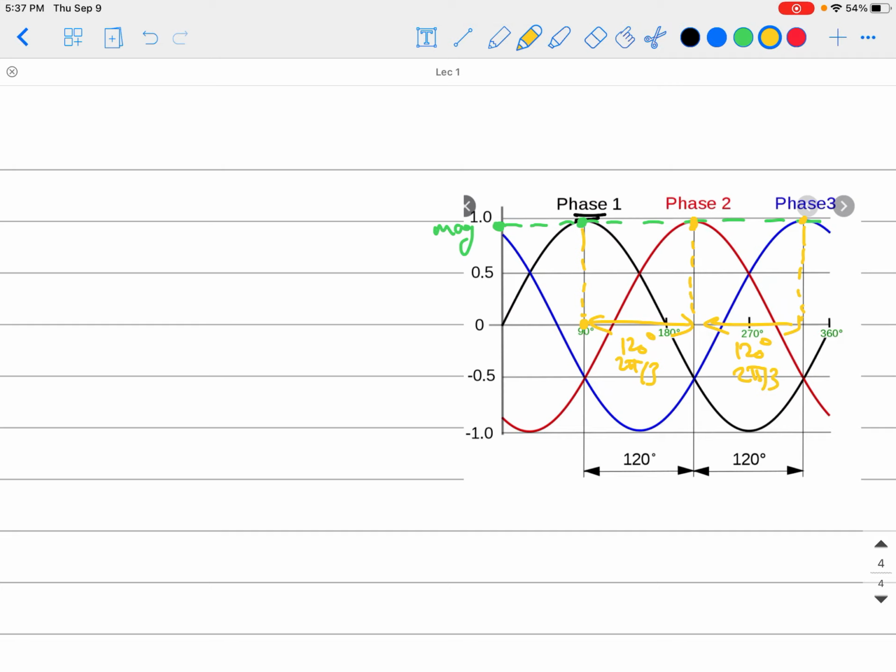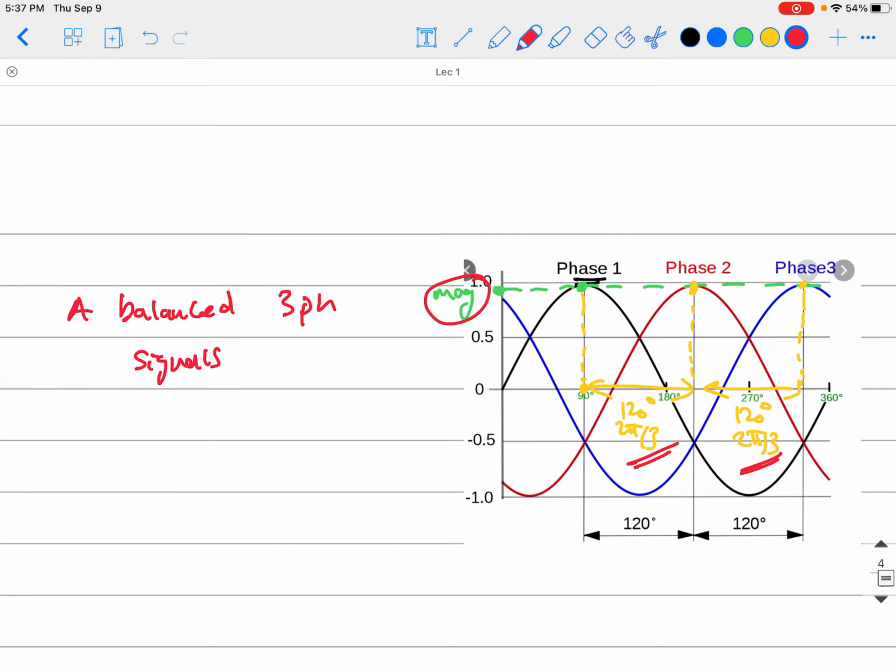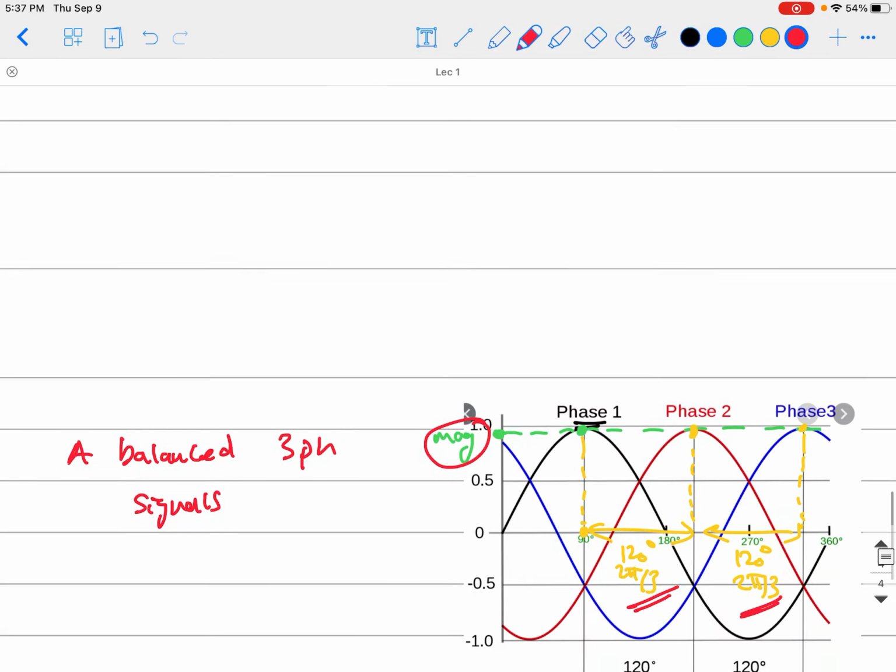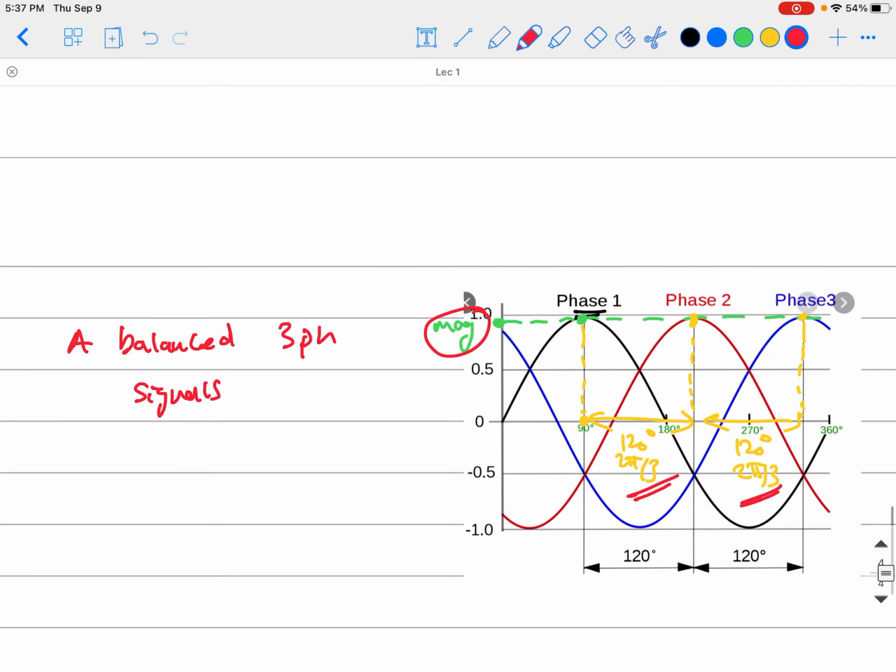Okay, this is what we call a balanced 3-phase signal. Balanced means they have the same magnitude and a fixed phase difference, which is 120 degrees from one signal to the next one. And that is the kind we want all the time, because if they are not balanced, it's not giving us the same advantage we need.